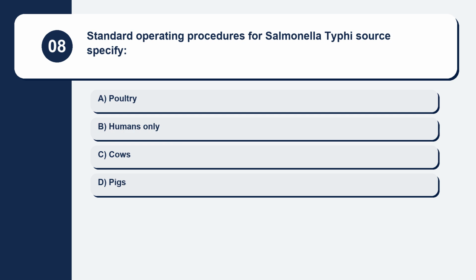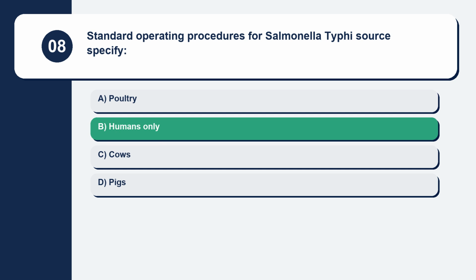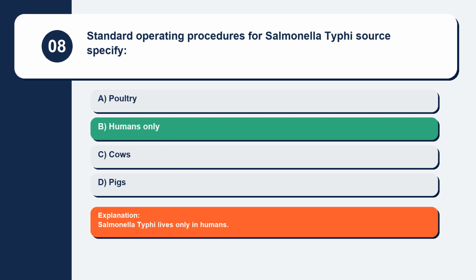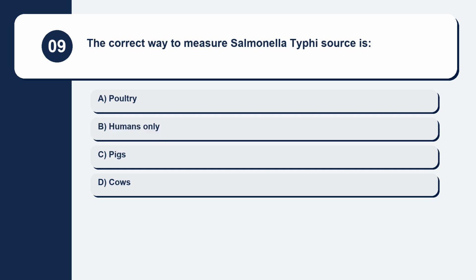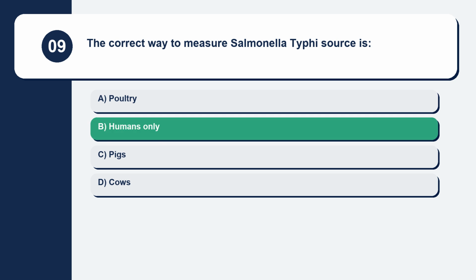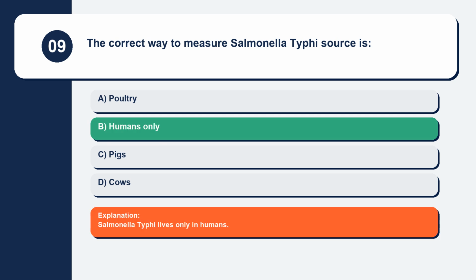Question 8. Standard operating procedures for the Salmonella typhi source specify: poultry, humans only, cows, pigs. Salmonella typhi lives only in humans. Question 9. What is the source of Salmonella typhi? Poultry, humans only, pigs, cows. Salmonella typhi lives only in humans.